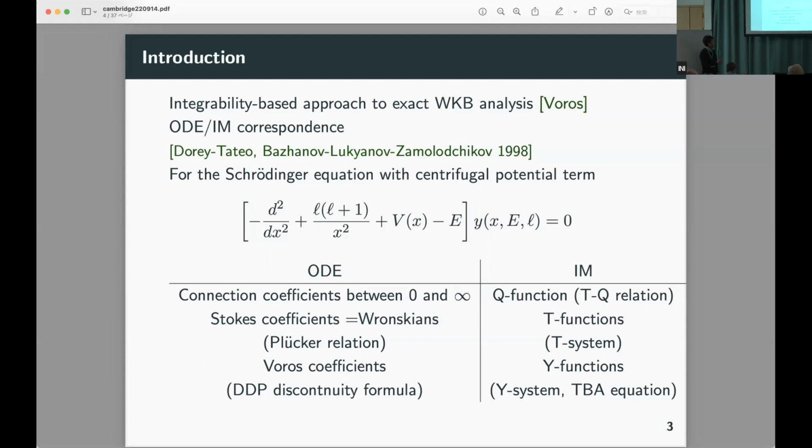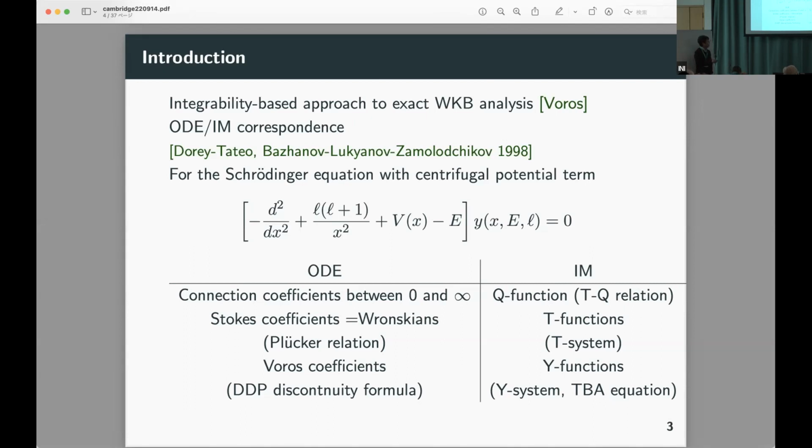T functions are shown to satisfy certain functional relations called T systems. This is regarded as some Plücker relations for the determinants of the Wronskians of the solutions. From the T functions, we have a method of construction of the Y functions, which is a kind of cross ratio of four T functions. This is the main object I want to talk about here. In the ODE side, this is regarded as a Borel sum coefficient, the exponential of the Borel-summed WKB period integral.